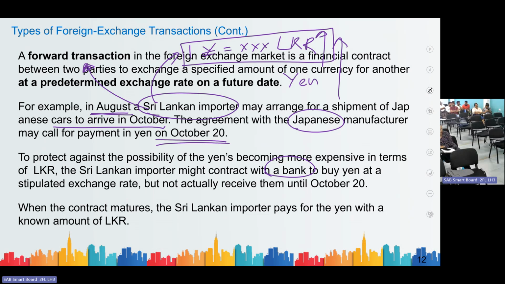Yes, the Sri Lankan importer is a resident in Sri Lanka. He doesn't keep yen always. When a transaction happens, the Sri Lankan importer has to go to a bank and ask for yen. So rather than waiting for the payment day, the importer goes to a bank in advance and enters into a forward contract to buy yen at a predetermined exchange rate on the transaction day. That is what happens in a forward transaction. So when this date comes, the Sri Lankan importer will buy yen from the bank at that predetermined exchange rate.